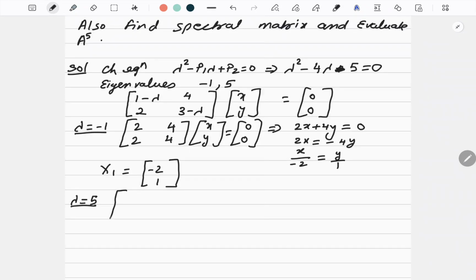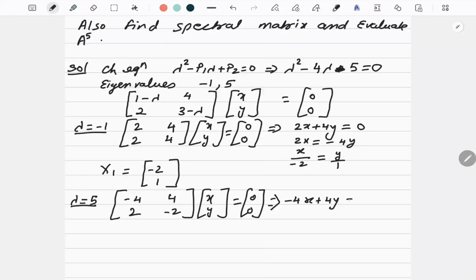So substitute now. 1 minus 5 is minus 4, 4, 2, 3 minus 5 is minus 2, times x, y is equal to 0, 0. So I'll have minus 4x plus 4y is equal to 0, which means 4x is equal to 4y. So what is the eigenvector? The second eigenvector is 1, 1, because I can divide both sides by 4 and I'll get x by 1 is equal to y by 1.